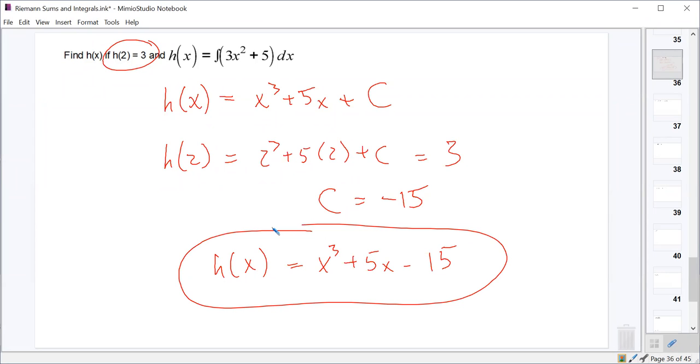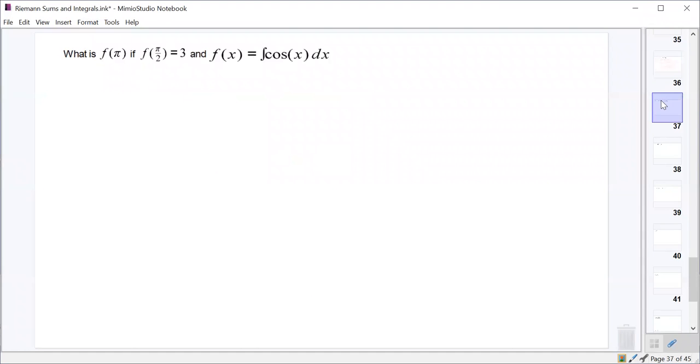Good or no? Good. Wonderful. All right, you guys do one more of these. I think that's the last one. Yeah, that's the last one we're going to do today, number 30, page 37 here. So you guys do this initial value problem and then we'll be done. Ready, go.